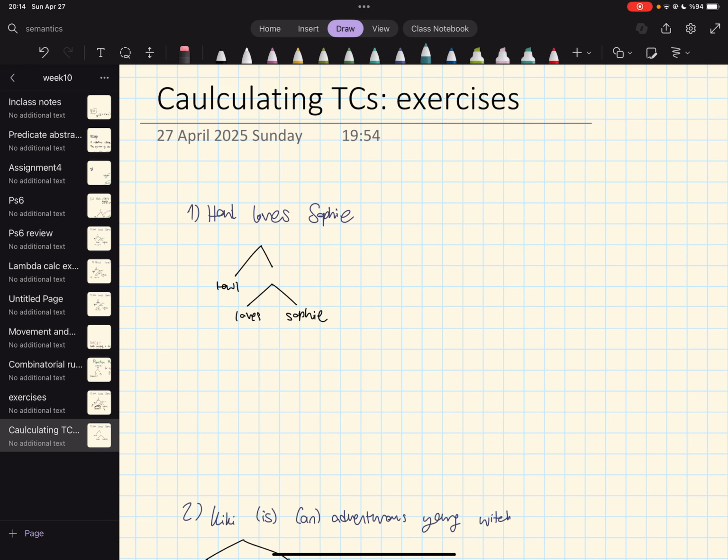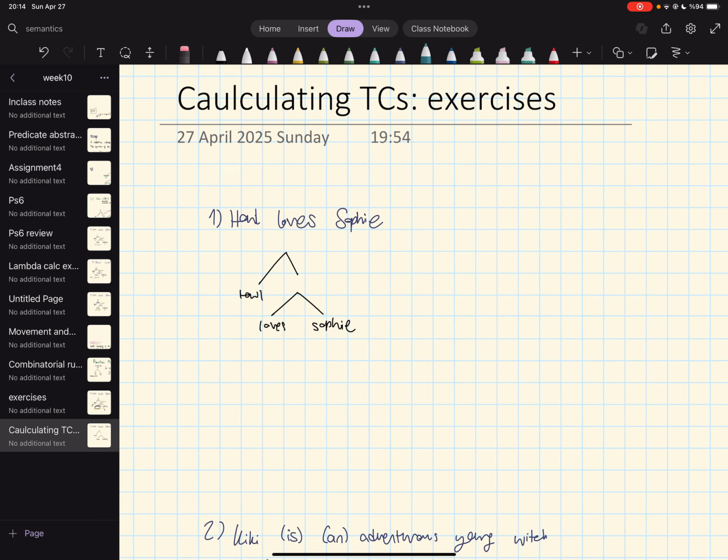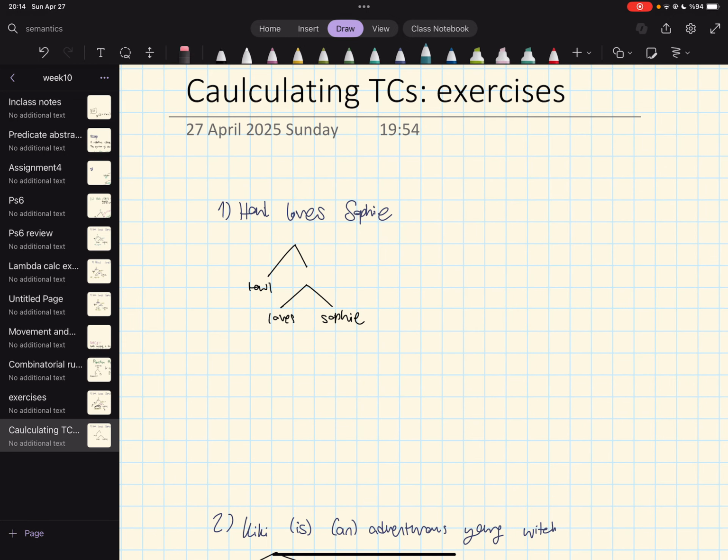So here's our logical form. Here's our syntactic tree, and we just start off. What we do when we're calculating truth conditions is assign types to each of the nodes. And then the next step is to determine which combinatorial rule I'm going to need to make use of to calculate each of the denotations of the nodes.